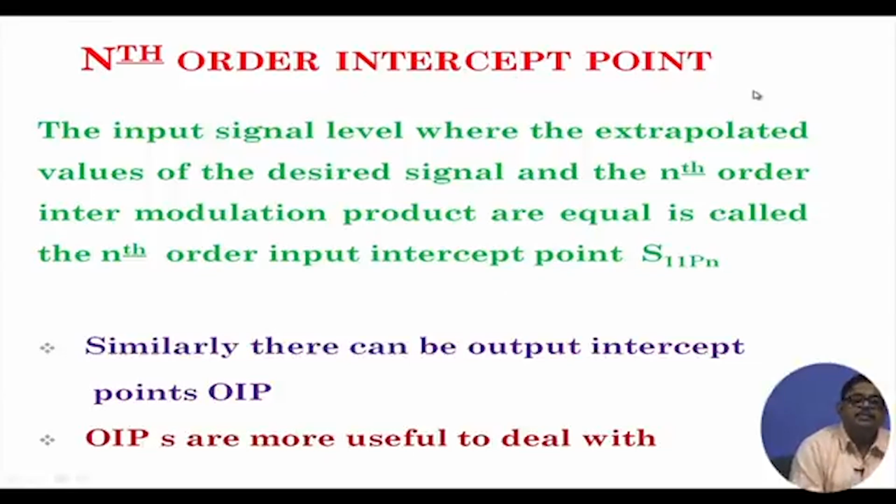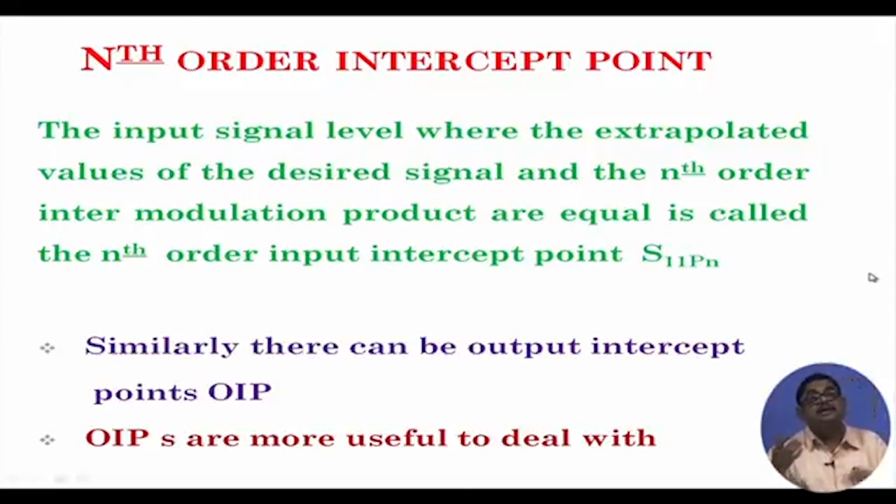Nth order intercept point, let us generalize the concept. The input signal level where the extrapolated values of the desired signal and the nth order intermodulation product are equal is called the nth order input intercept point, S_I P1. It is a signal level, that is why we are designating it by S. But what is the concept?